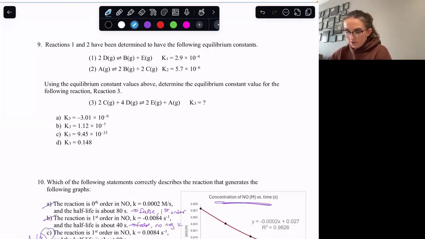So what do we need to do to 2 in order to make it match equation 3? Yep, so for equation 2, we're going to flip it. What about equation 1?